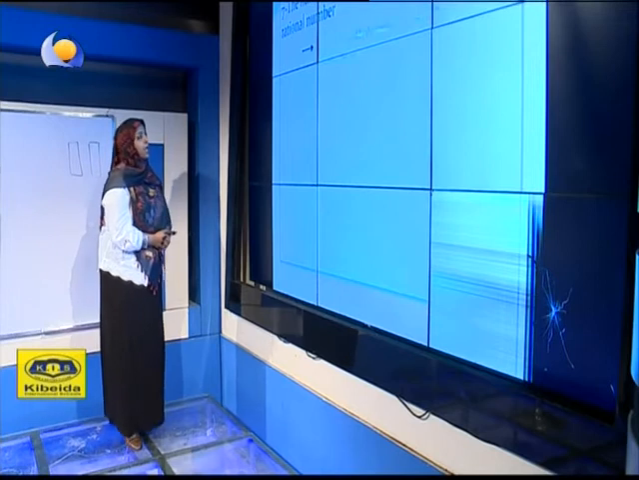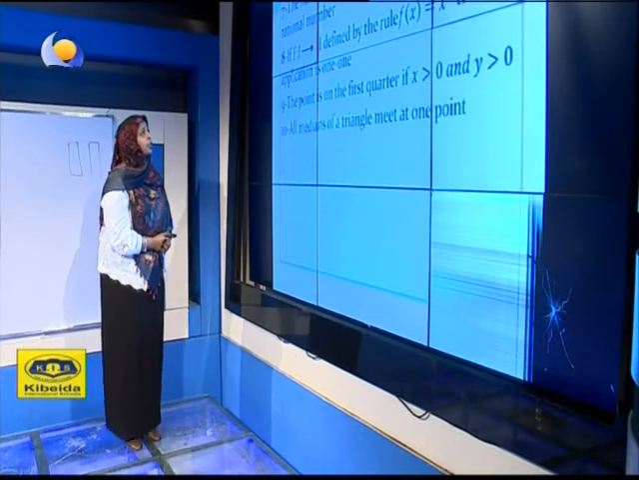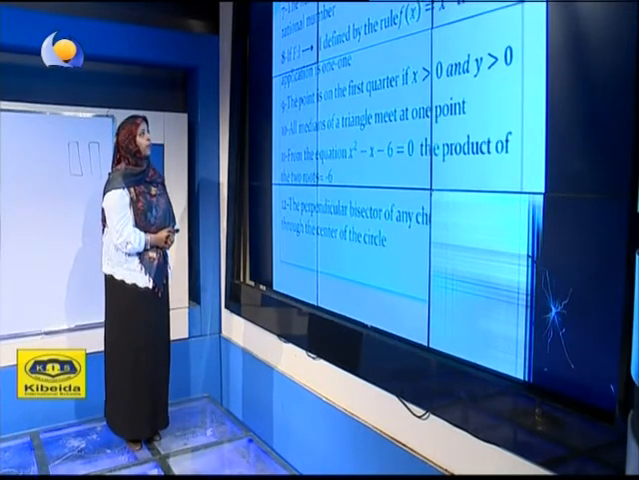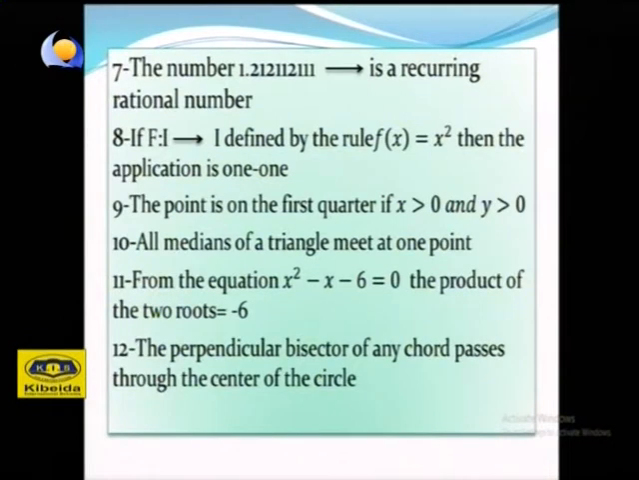Number 7, the number 1.212112111 is a recurring rational number. Recurring means repeating, and it's clear that this number is not repeating the proper way. It should be the same way of repetition, but here the 1 is written 1 time, then 2 times, and then 3 times. So this isn't a recurring rational number, so the answer here is false.